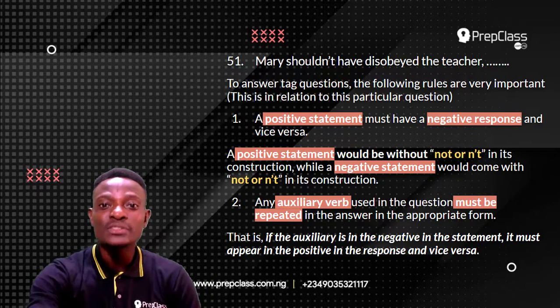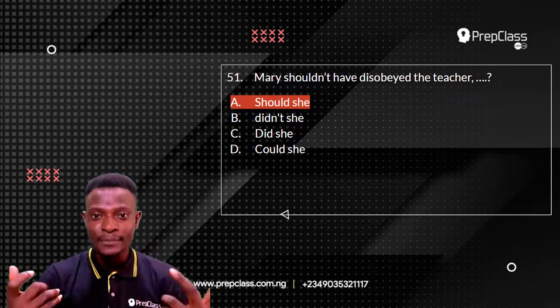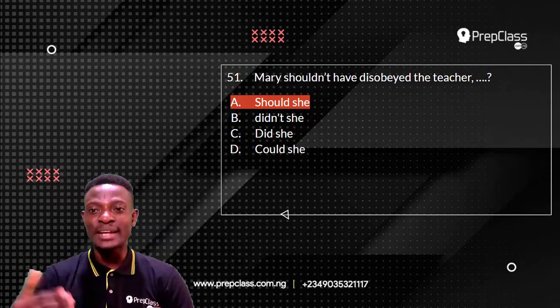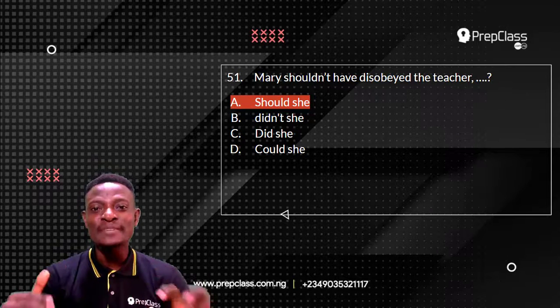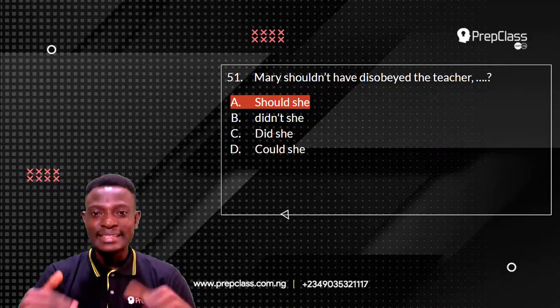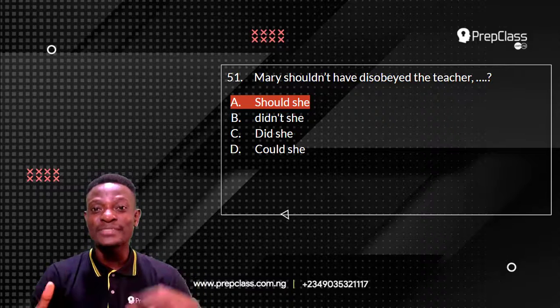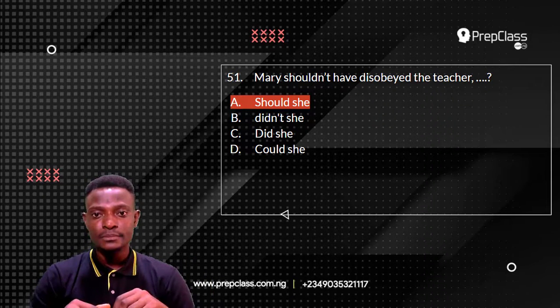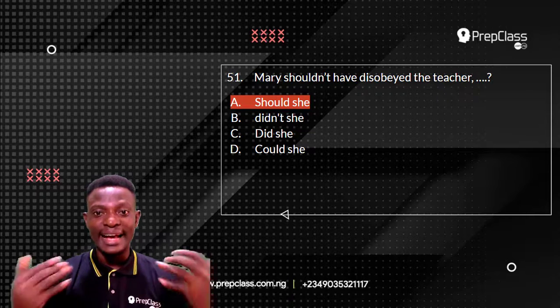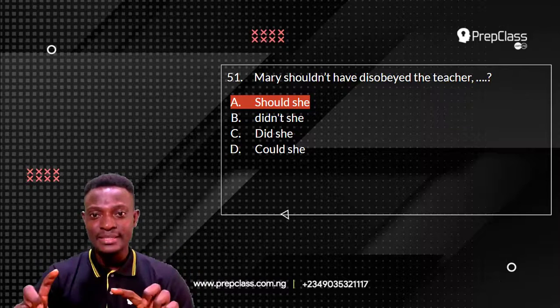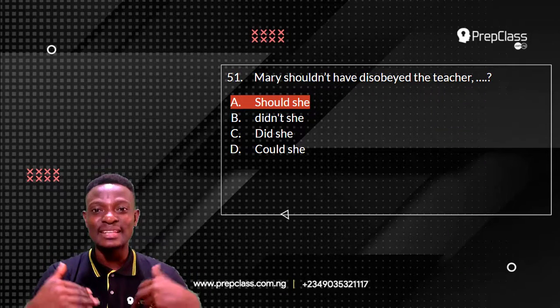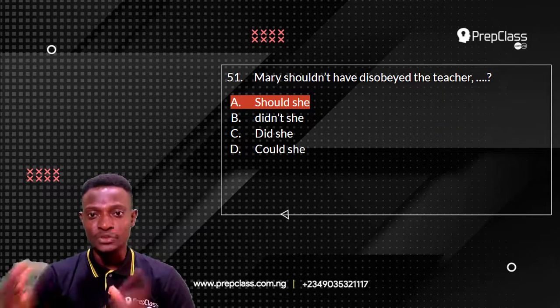So going by these rules, the answer to this question is option A. Mary shouldn't have disobeyed the teacher, should she? Now, should she is a positive response. Remember, the statement is a negative statement because of the nt. And looking at the auxiliary verb, should, it comes in the negative in the statement, shouldn't. So it is coming as the positive in the response, should.